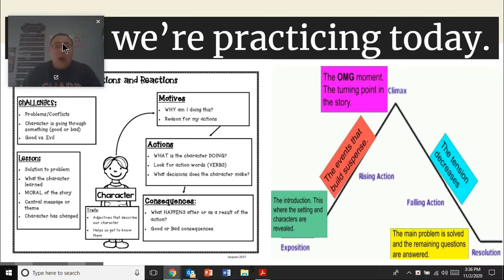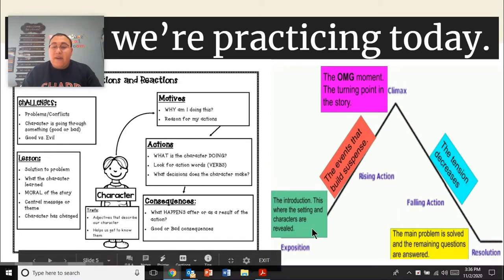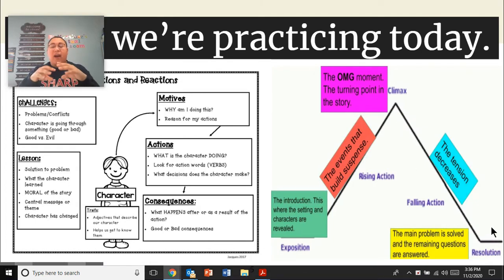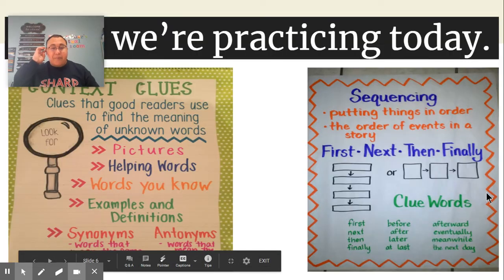When we think about plot, we think about the events of the story and how they go from the beginning to the middle and to the end, and how these events affect the story. So if I changed that OMG moment, would it change the whole story? It would, because it would take off an important part of the story. So that's what we're going to focus on with plot.